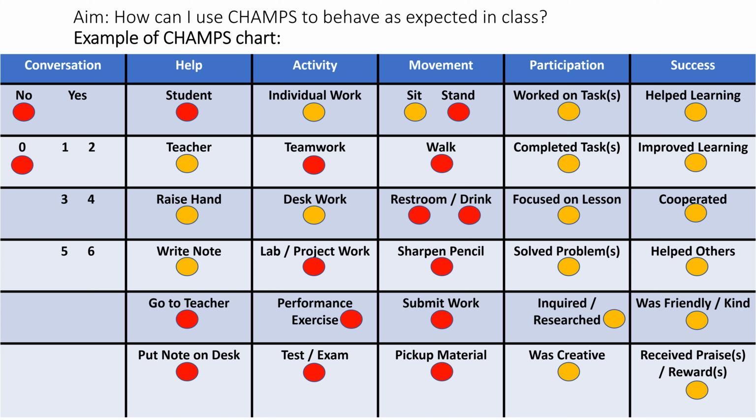Here's an example of a CHAMPS chart, which uses colored tabs. Red indicates no or not permitted. Yellow indicates yes or is permitted.